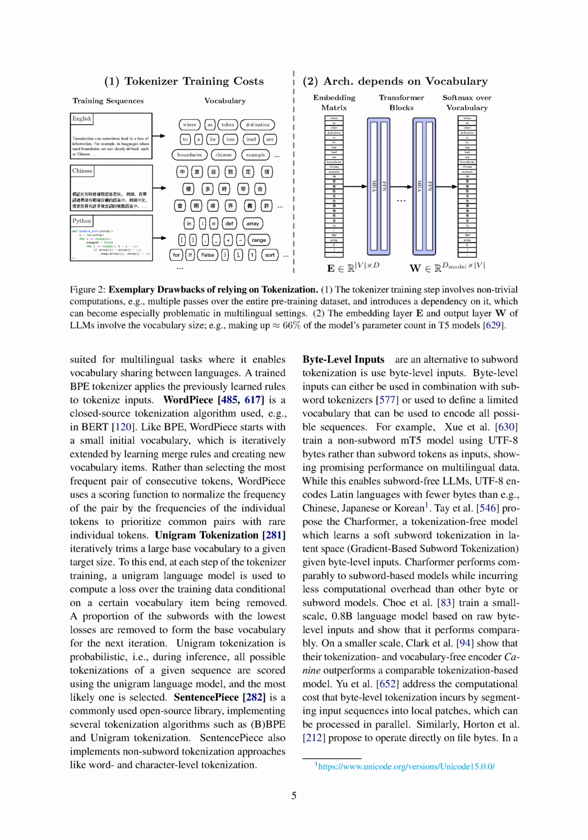Section summary. Subword-level inputs, such as byte pair encoding and WordPiece, are commonly used tokenization algorithms that balance vocabulary size and sequence length. Unigram tokenization trims a large vocabulary to a target size based on a language model. SentencePiece is an open source library that implements various tokenization approaches. On the other hand, byte-level inputs use byte-level encoding, which can be combined with subword tokenizers or used to define a limited vocabulary. Charformer is a tokenization-free model that learns subword tokenization from byte-level inputs, performing comparably to subword models with less computational overhead.